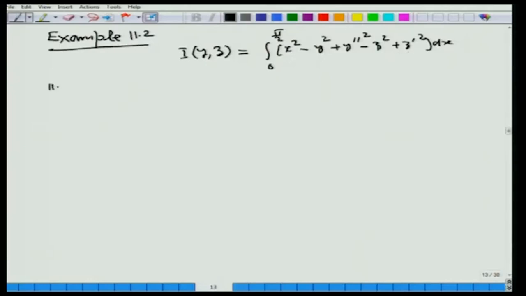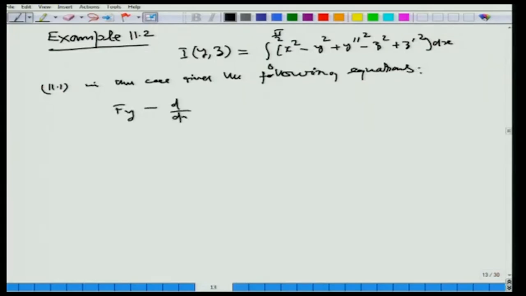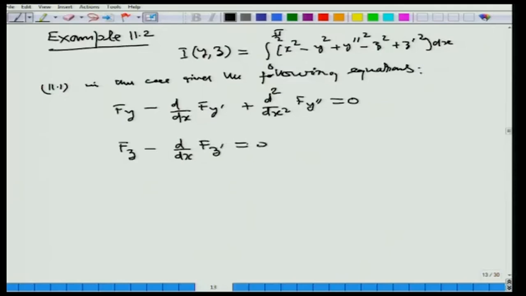So, this 11.1 in this case gives two equations, the following. Namely, f y minus d by dx of f y prime plus d2 by dx2 of f y double prime equal to 0. That is for the one dependent variable y, and for the second dependent variable z, we get another equation, that is f z minus d by dx of f z prime equal to 0. So, this is the system.